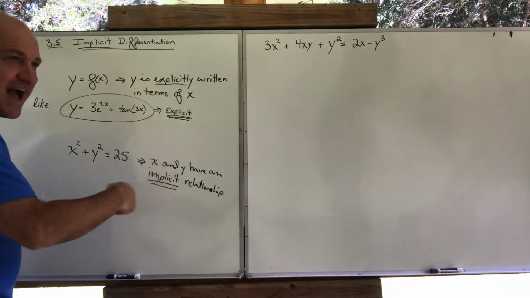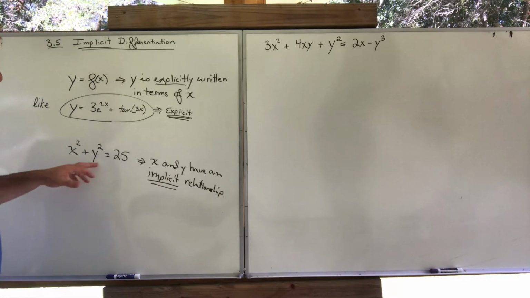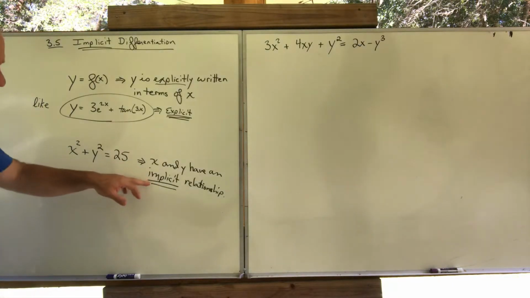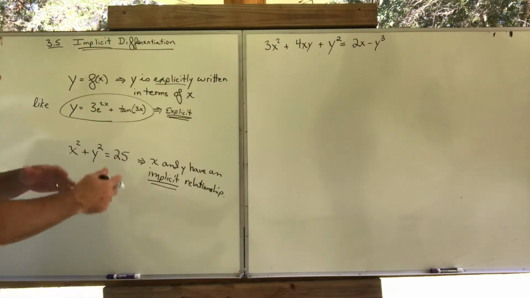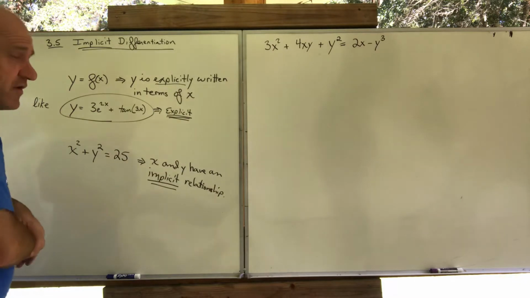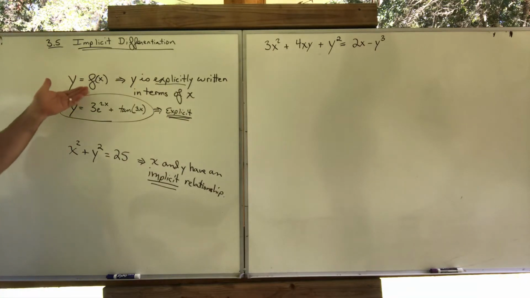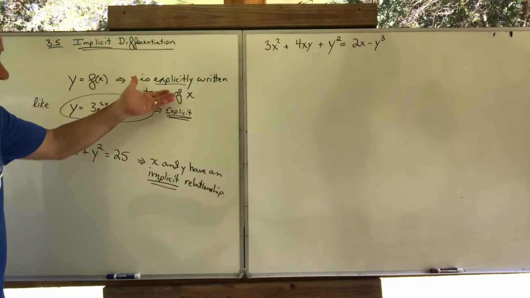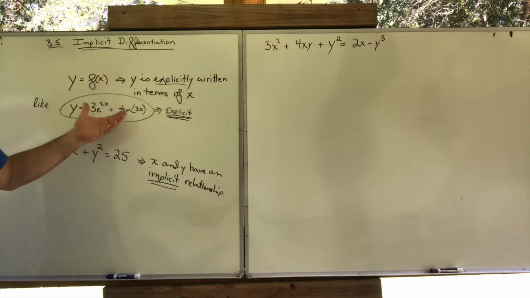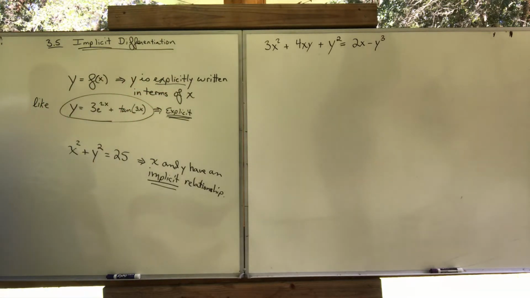So this is not a function. Just because it's implicit doesn't mean it's not a function, but oftentimes it is not a function. When y is explicitly written in terms of x, it's often a function, should be a function.